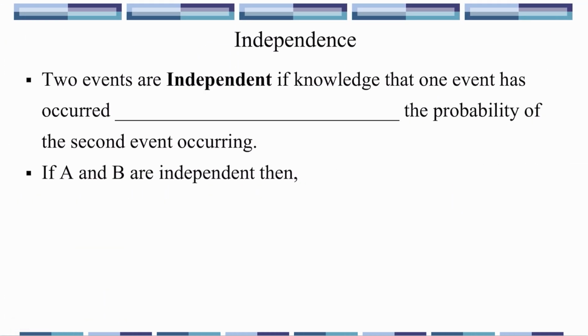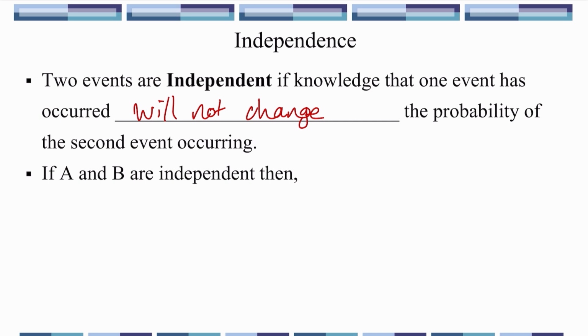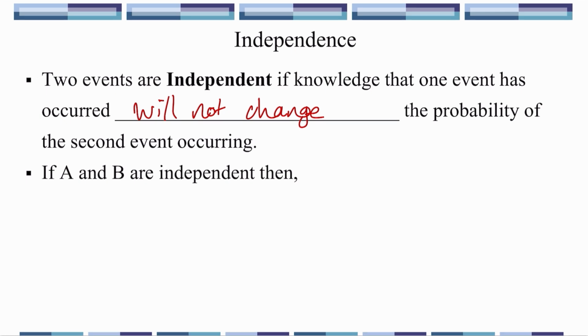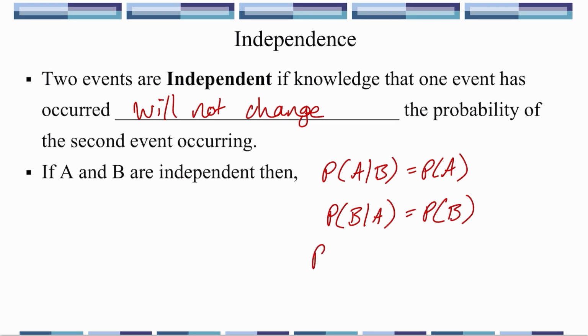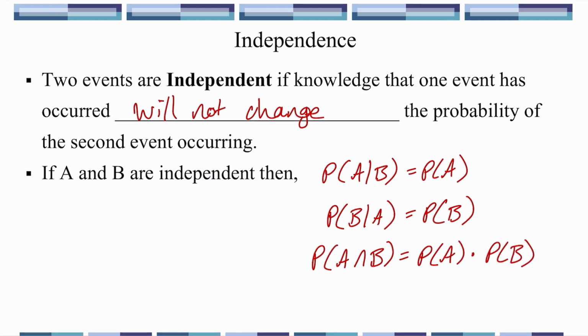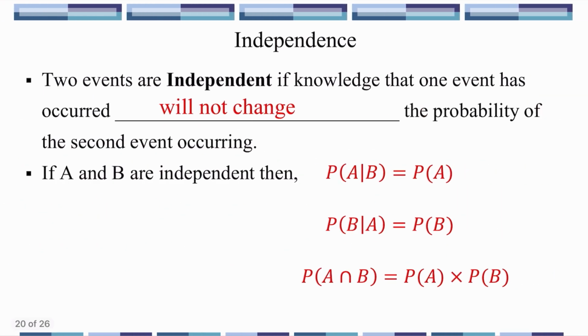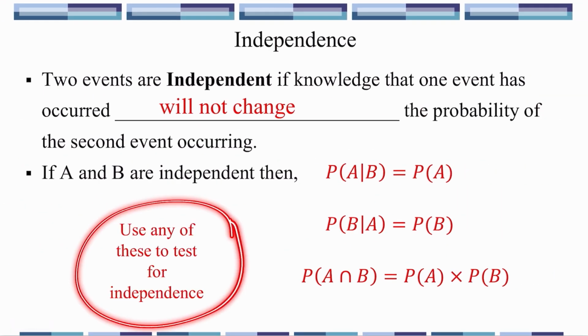Next up, we're going to talk about independence and ways to determine if events are independent. So 2 events are independent, I know we briefly talked about independence before, if the knowledge that one event occurred will not change the probability of the second event occurring. So if A and B are independent, then a few things would be true. The probability of A given B would be equal to the probability of A. The probability of B given A would be equal to the probability of B, or the probability of A intersect B would be equal to the probability of A times the probability of B. So that's your multiplication rule right there. So you can use any of these to test for independence.